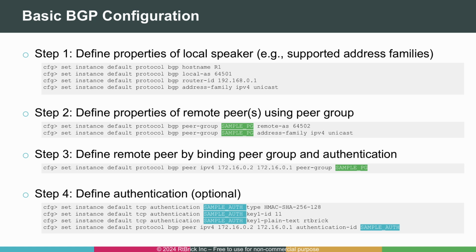Thirdly, the peer itself is configured including the peer IP address, the source IP address for this peering, and the peer group this peer belongs to. Optionally, TCP authentication option can be added and assigned to the peer configuration. This slide can be used as a kind of reference. If you need more time to review it, please pause the video.